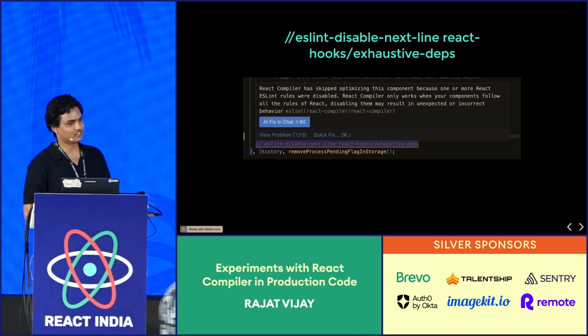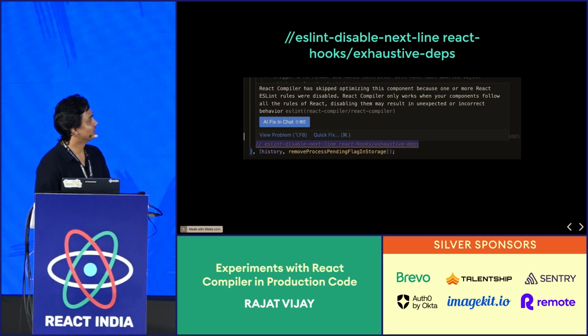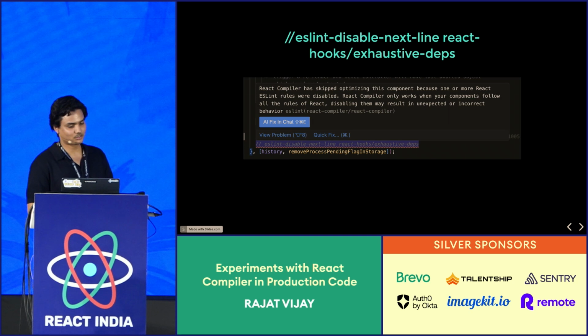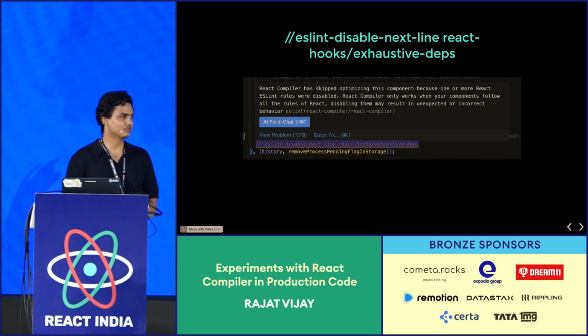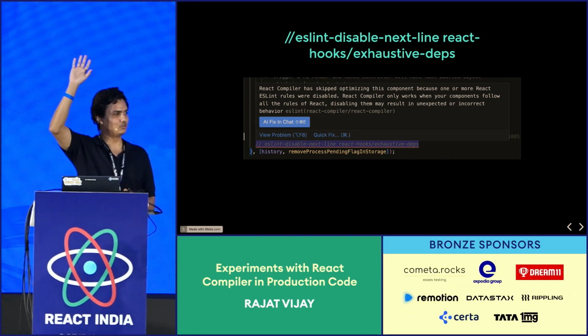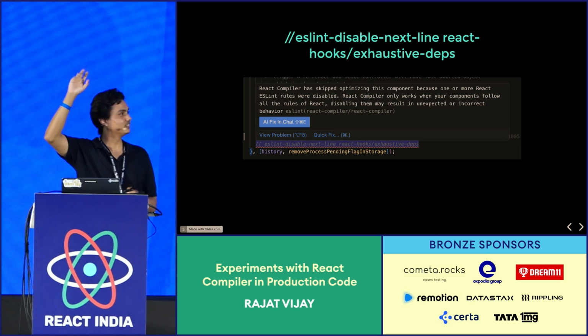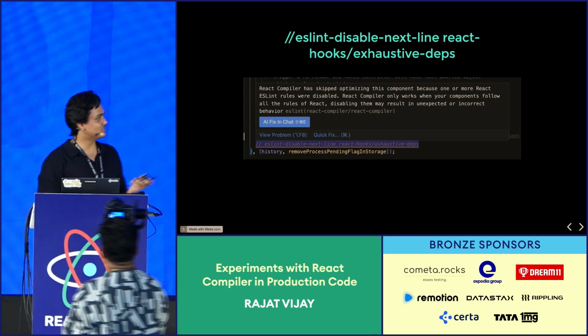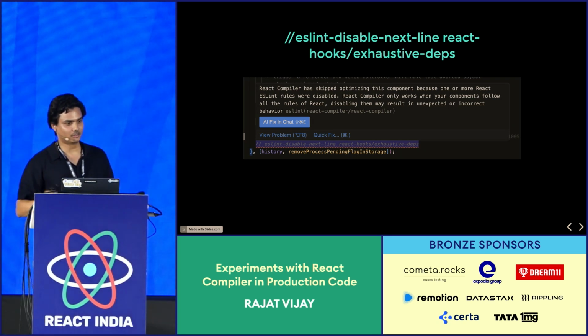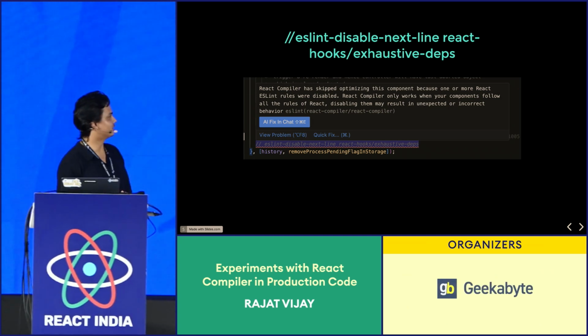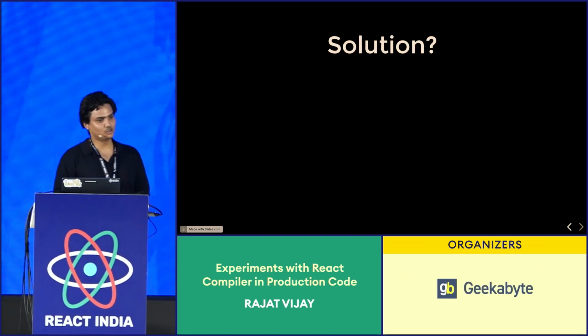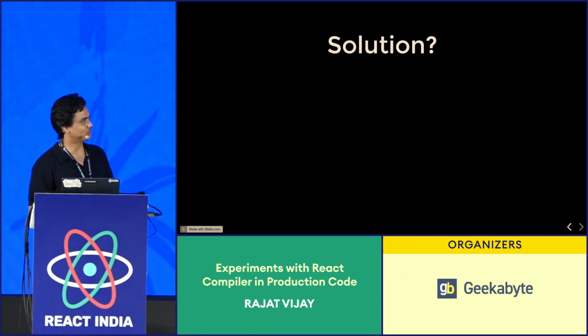Another major reason was the infamous React hooks exhaustive-deps ESLint disable. How many have it in the code base? Right? So it turns out whenever the compiler sees this comment, it skips the whole component. That's bad, right? So what is the solution for all of the problems that we discussed so far?